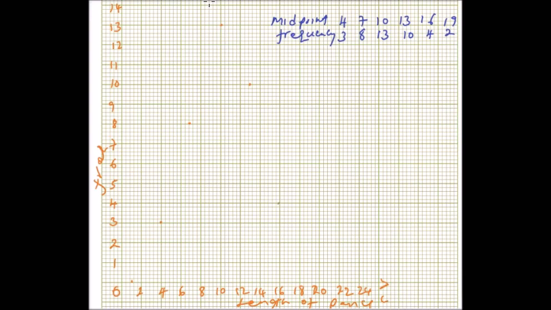Then we have 19. The frequency was 2. So we have our 2 there. So from 20, we have 21, 22, 23. So the midpoint must have been 22. From there, we join this point and we'll come up with the frequency polygon.